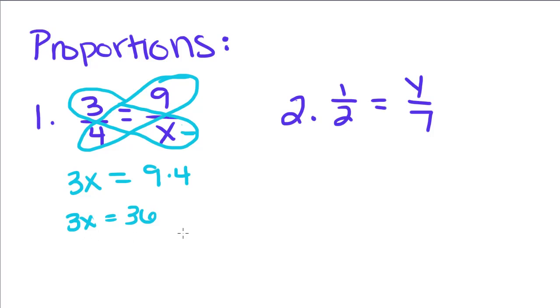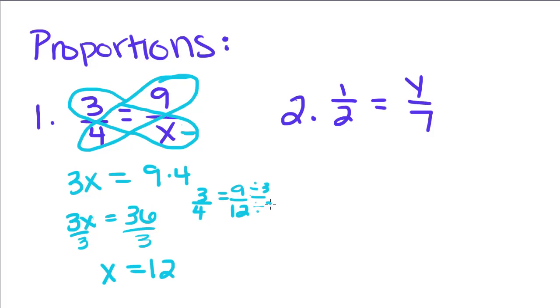So then to solve for x, we're going to divide both sides by 3. And 36 divided by 3 is 12. So 3/4 is equal to 9/12. And if you were to divide this by 3 and this by 3, you would see that those are indeed true.